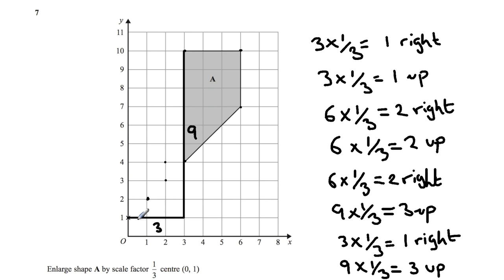So we're going to go 1 across, 3 up, 1, 2, 3. Now I'm just going to get rid of these lines over here. And now I'm going to join the points together. So that goes over here, that goes over here, that goes over here, and that goes over here. So now I've just enlarged shape A, scale factor 1/3, and that's our answer.